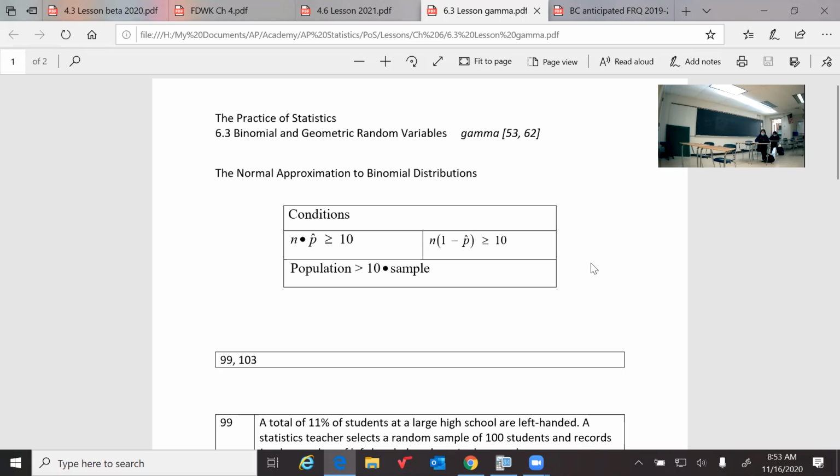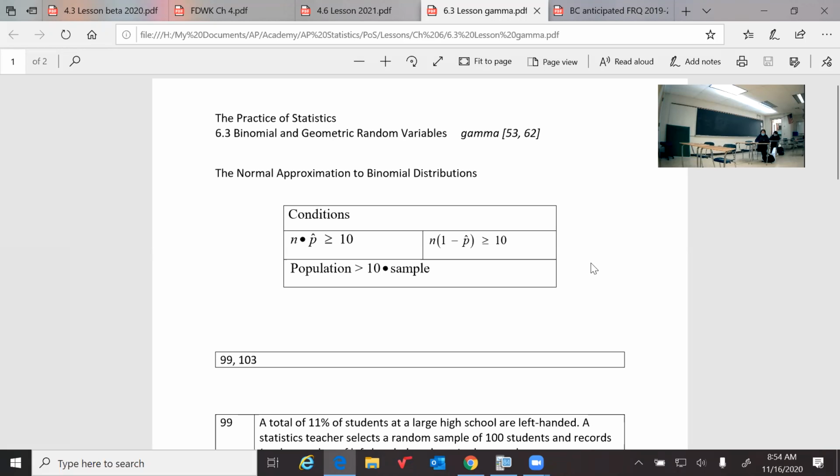These conditions are new. N times p hat. Let's make sure we understand. P hat is the sample proportion. If it has a hat on it, it's telling you it comes from the sample. I know there's a lot of different symbols here. If you don't understand it, you've got to ask. So N times p hat has to be greater than or equal to 10. And N times (1 take away p hat) has to be greater than or equal to 10.